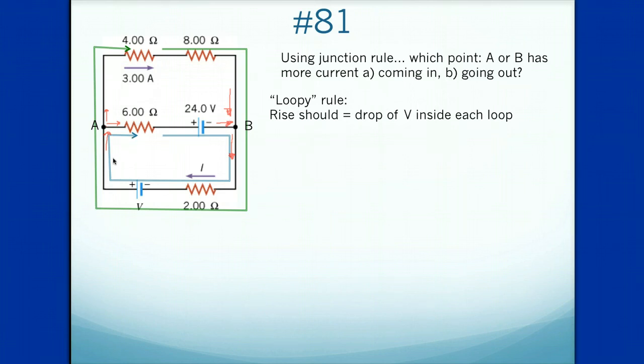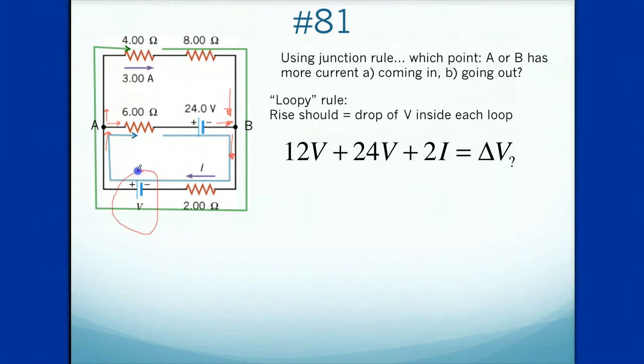And then the loop rules. Looking at the outside one, we have 12 volts lost over here, 24 volts lost over here. Then we have current going through 2, so that's going to be a potential difference of 2 times that current. And then all that should be equal to the rise. And that rise is going to be the potential difference across this battery, so the terminal voltage of that battery. That's our question mark. So that's for the outer loop.